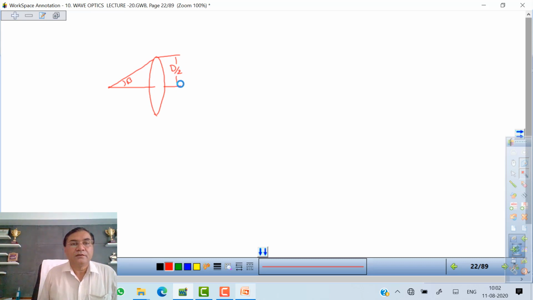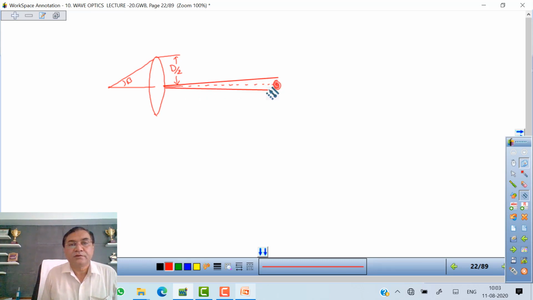d by 2, and we get the image over here. Suppose the image is here. This is your image. And if you take this line and this line, this angle is there. What is this distance?